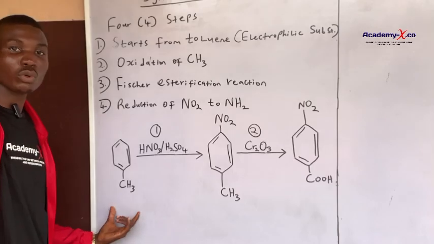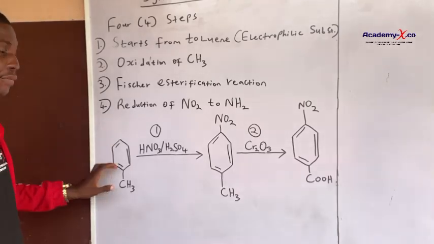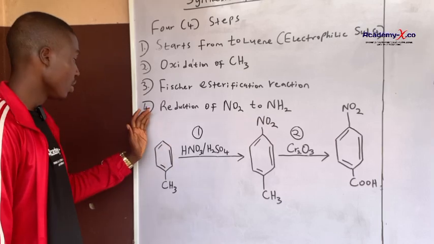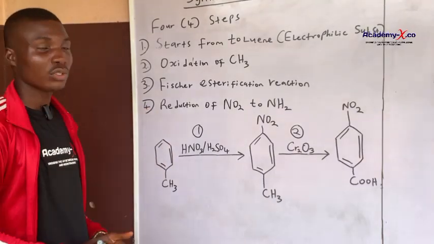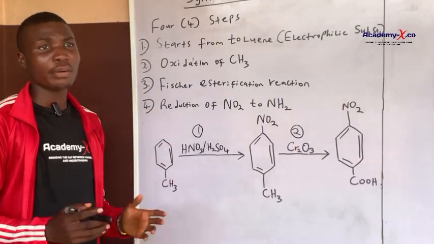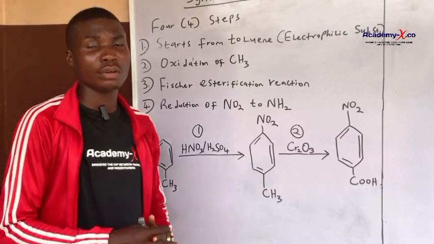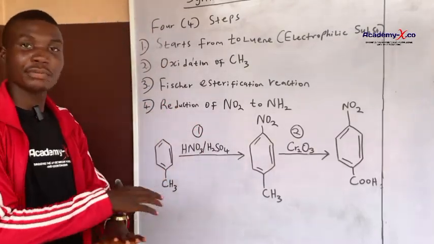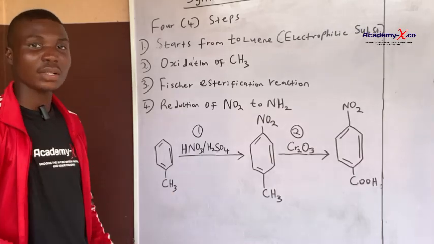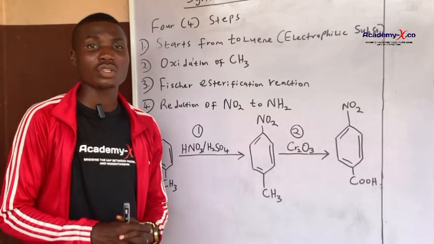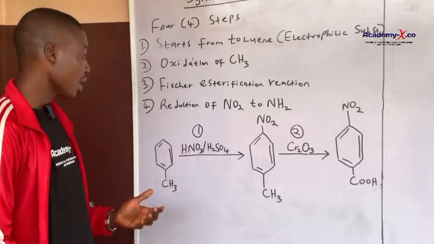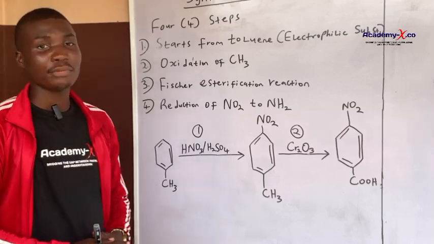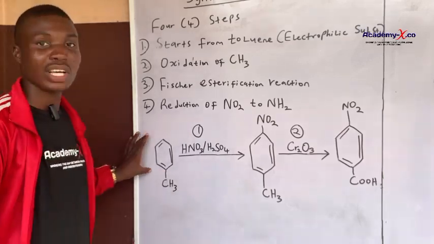Toluene is the common name for methyl benzene. So this is the structure of toluene, and toluene is the starting material. Some other tutorials you can look at can actually start from para-aminobenzoic acid, but from the very scratch, you most likely use toluene. Another substance that can be used as a starting material is paraxylene. But in this particular tutorial, we are using toluene.